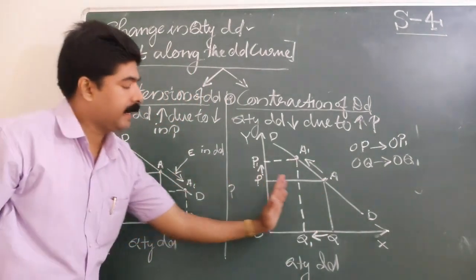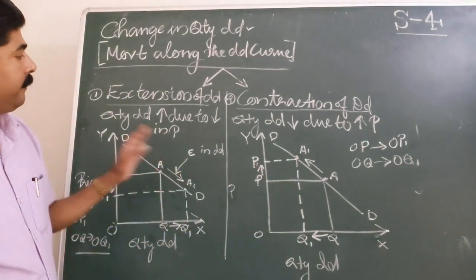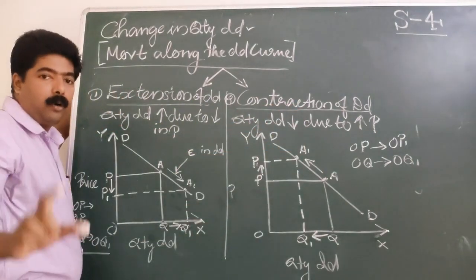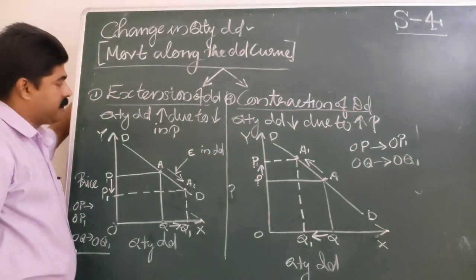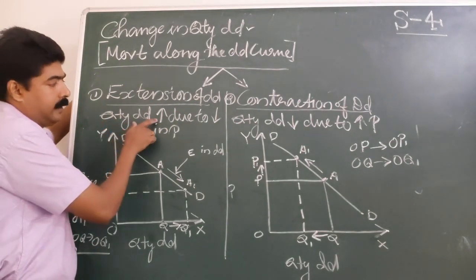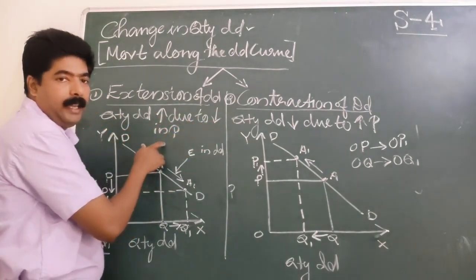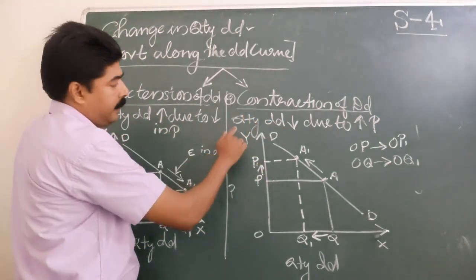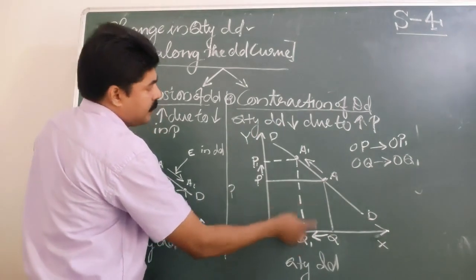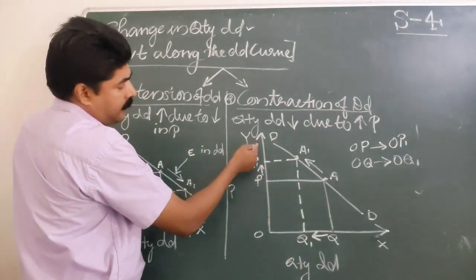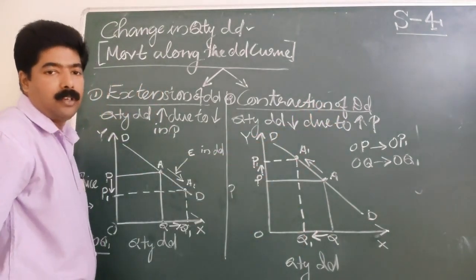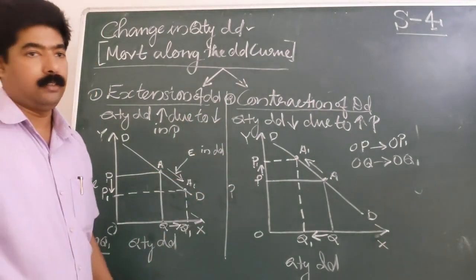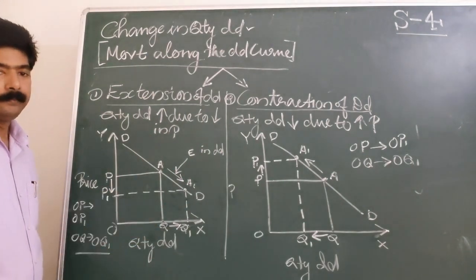So in both cases, with the help of diagrams, we have explained the extension of demand and contraction of demand. Extension of demand is a situation where quantity demanded increases due to a decrease in price while other determinants remain constant. Contraction of demand is quantity demanded decreases due to an increase in price while other determinants remain constant. So two situations with the help of diagrams we have written. You can note it down.